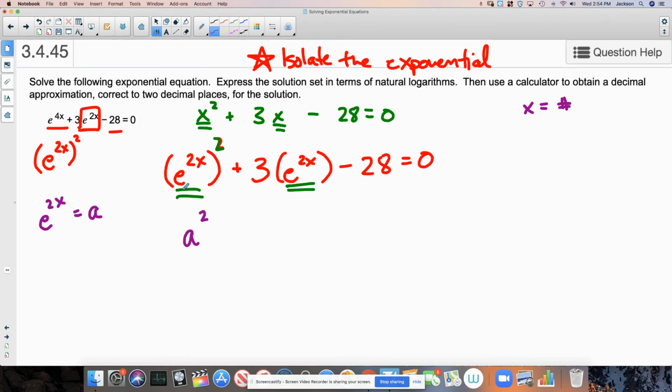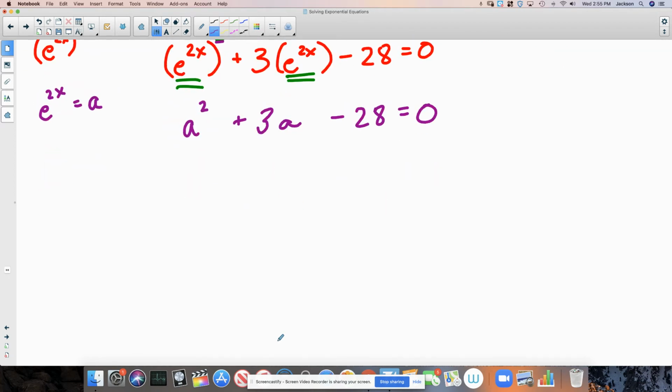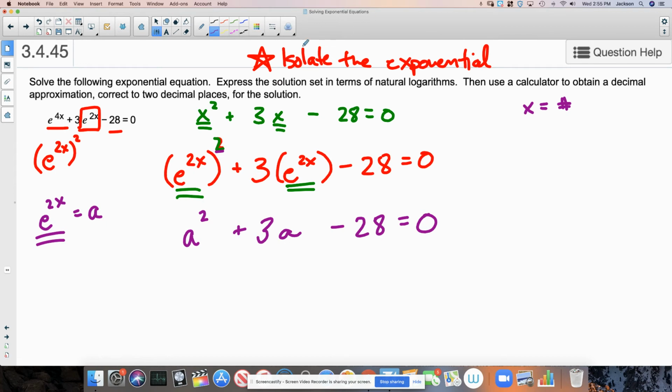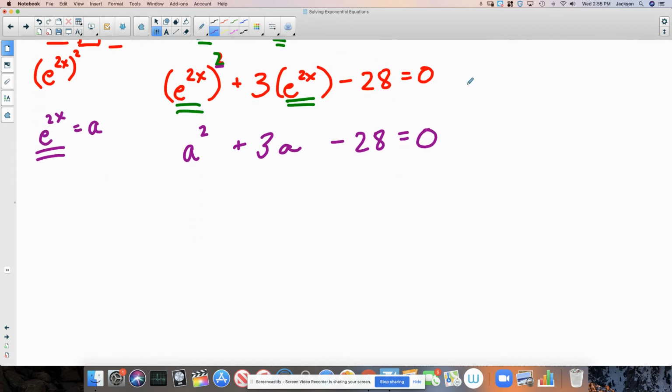So I have a squared plus 3 times a minus 28, and that equals 0. Now this I can solve for a. And when I solve for a, like I've done before, I'm going to have two equations where a equals some number, which will mean this equals some number. And then I'll have my isolated exponential term. Okay, so here we go.